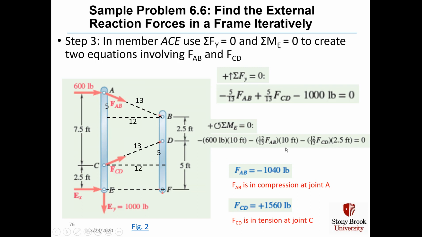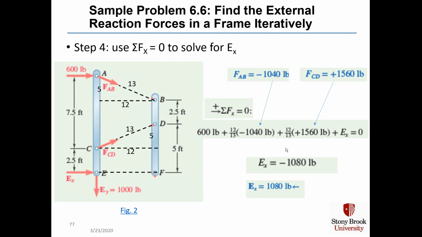And when we solve these two simultaneous equations, we find that F sub AB is minus 1040 pounds. And so F_AB is in compression at joint A. And F sub CD is plus 1560 pounds. Therefore, it's in tension at joint C.